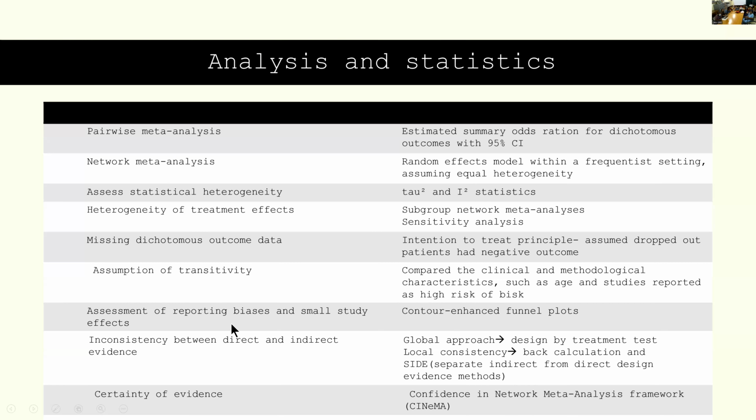Then they have also assessed the reporting bias and small study effect by using a contour enhanced funnel plot, which I'll come to in detail. Then to assess inconsistency, that is to see if the direct evidence matches up with the indirect evidence, they have done a global approach, and the method they have used is the design by treatment test. They have used a local approach, which is back calculation and side, that is separate indirect from direct design evidence methods. And finally, for the certainty of evidence, they have used the confidence in network meta-analysis framework.